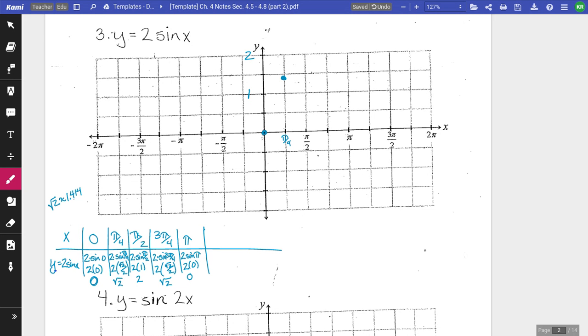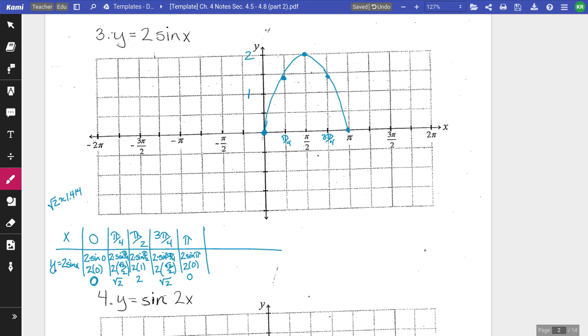Okay, at pi over 2, we're up at 2. At 3 pi over 4, we are at root 2 again, so just under 1.5. And at pi, we're at 0. Okay, so my first part of my curve is looking like this.